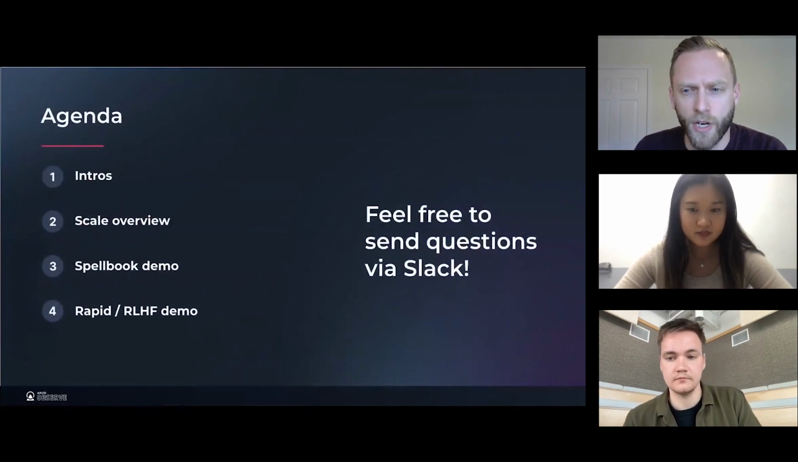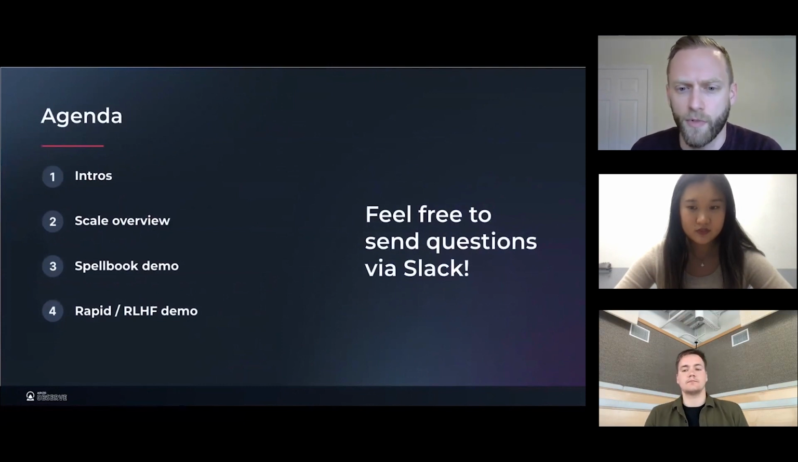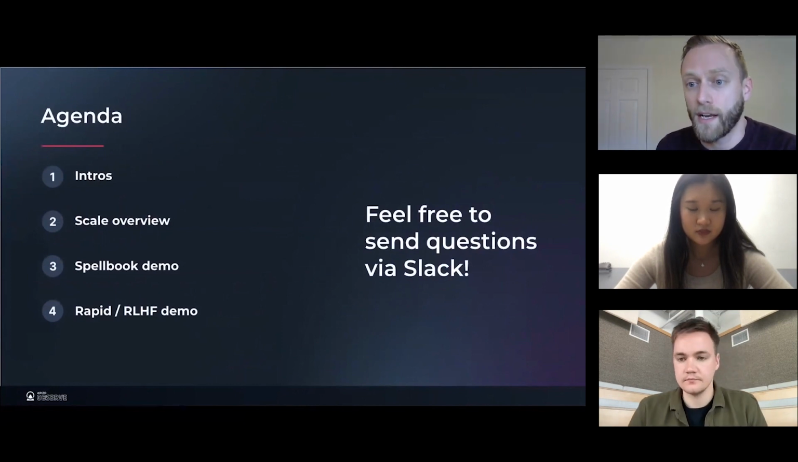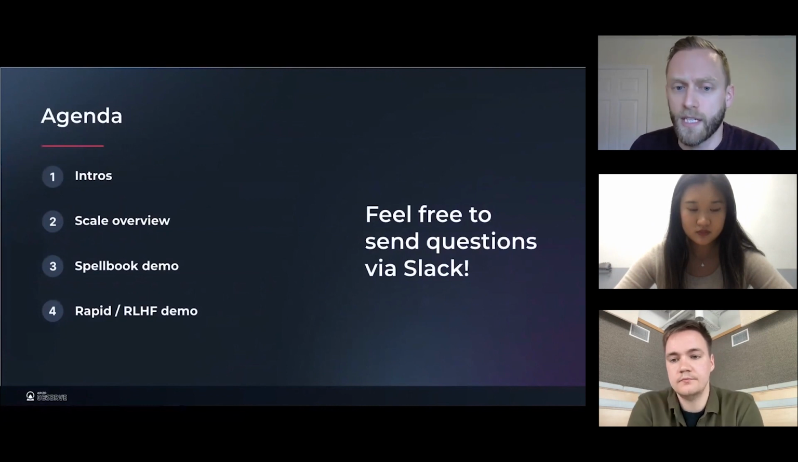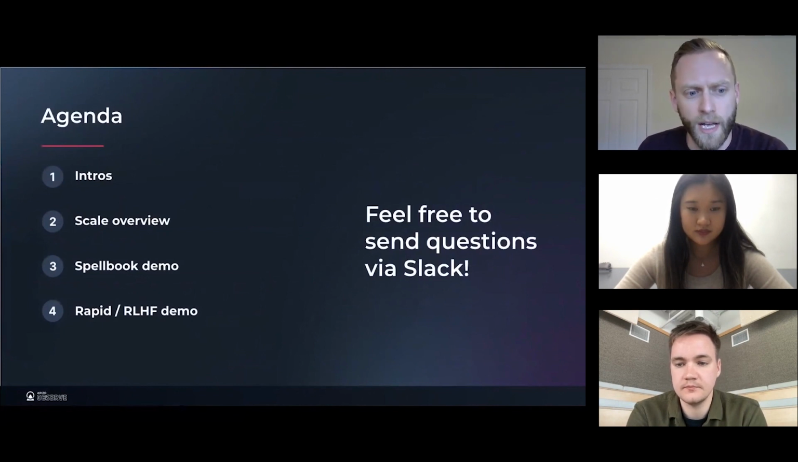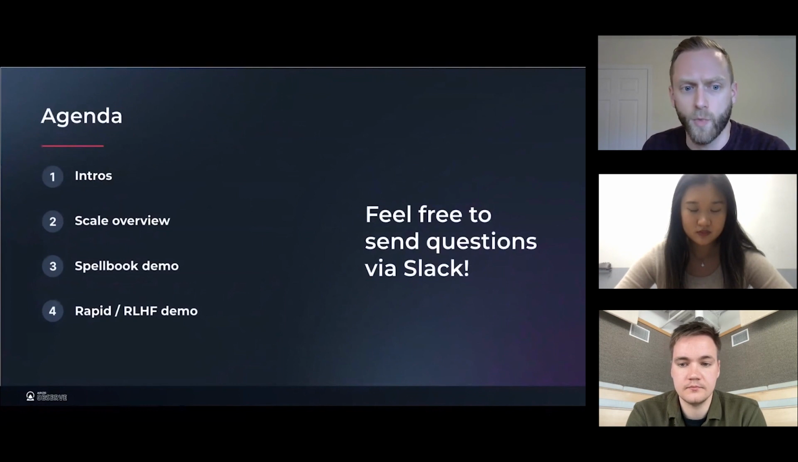So we'll start with just some quick introductions, and then I'll give a Scale overview, just a summary of what we do and some of our offerings. And then we'll also cover just a quick demo about Spellbook, which is our platform that enables developers and teams to quickly deploy, test, experiment, and launch large language model applications. And then share a demo in more detail about our product called Rapid and our work in reinforcement learning from human feedback, to get into some detail on that side of the coin as well.